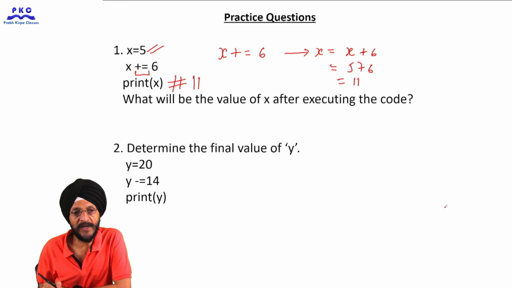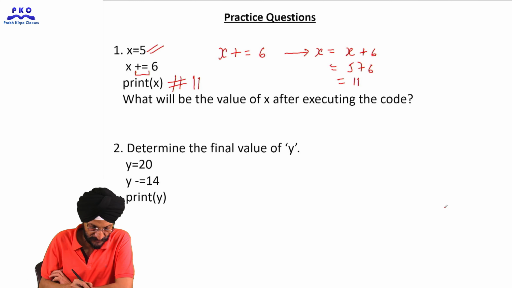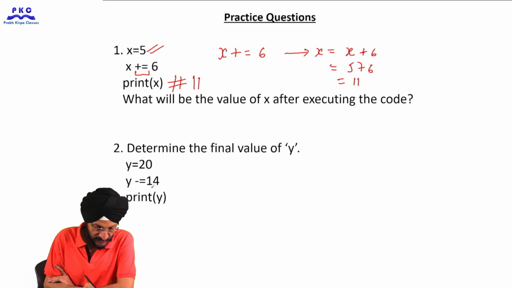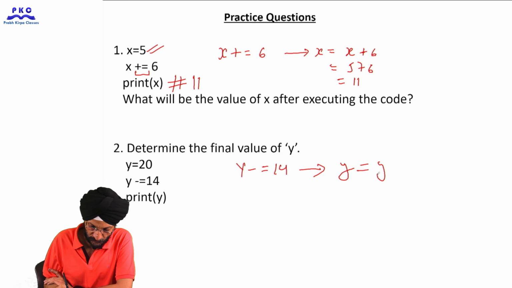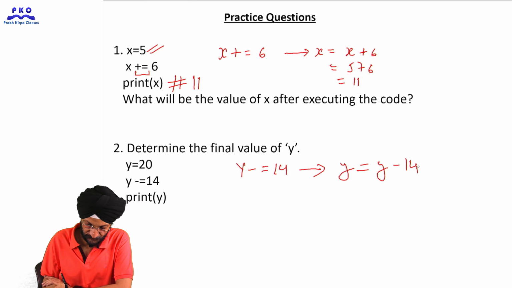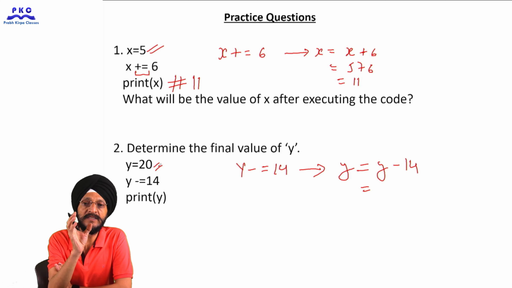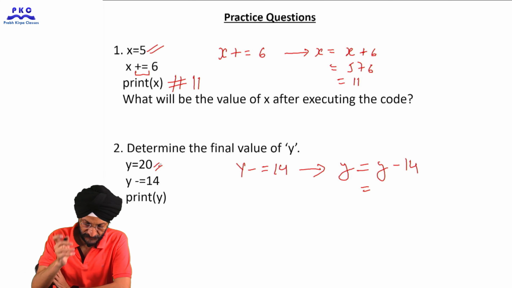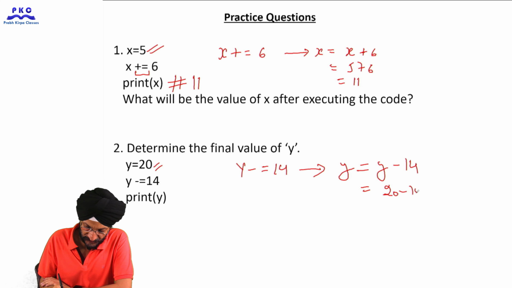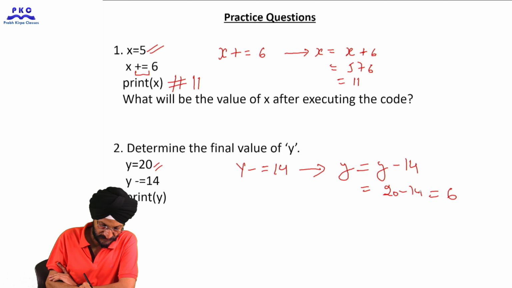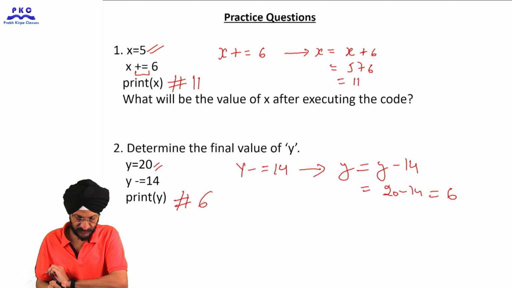Next is determine the final value of y. Y is 20. Y subtraction assignment 14. Print y. So now what is subtraction assignment? It means y is equal to y minus 14. So what is the value which is contained in the variable y? It is 20. 20 minus 14, so the answer is 6.